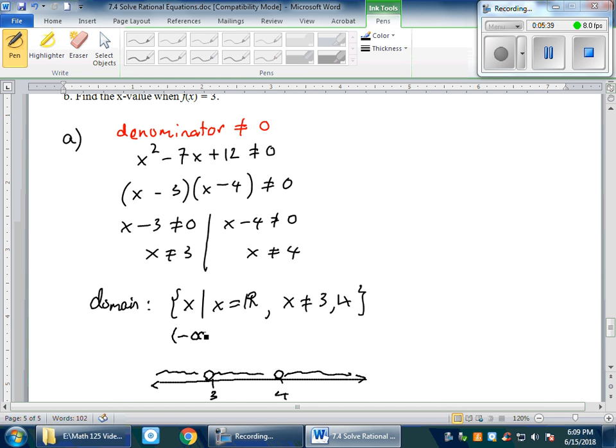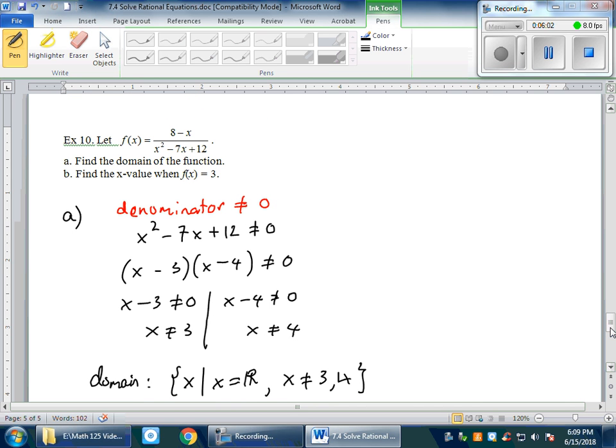Interval notation will be from the smallest value to the largest value. So it will be negative infinity to 3, not inclusive. And the middle portion will be 3 to 4, not inclusive. And 4 to infinity, not inclusive of 4. And then all together, so union. So that is part A, finding the domain of the function.